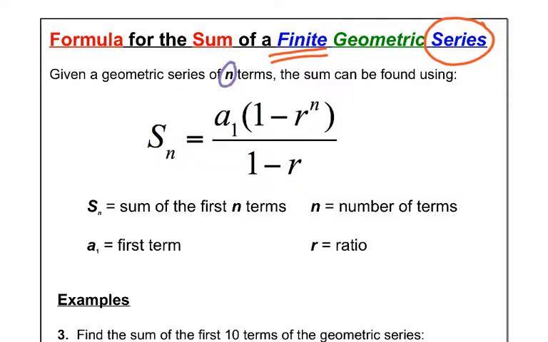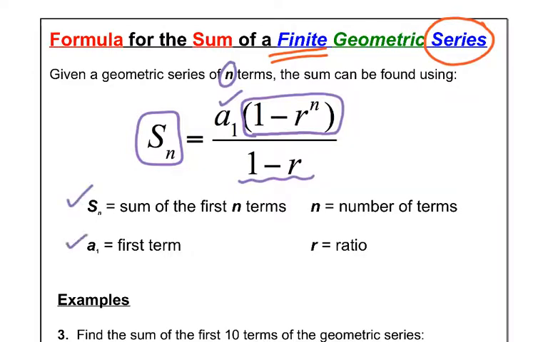If I want to add n terms together, whether it's 100 terms or 1,000 terms, the sum, S for sum, S sub n, for n terms, equals, we take the first term, a sub 1, we multiply by, in parentheses, 1 minus the ratio to the n power. And again, n is also the number of terms. And then we divide on the bottom by 1 minus r. R again is the ratio. I have all the important abbreviations down here labeled for you if you need them.